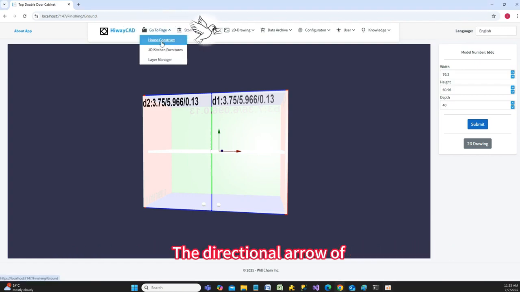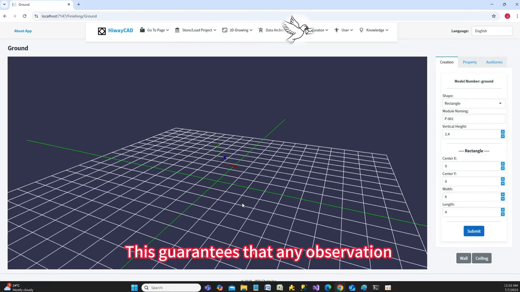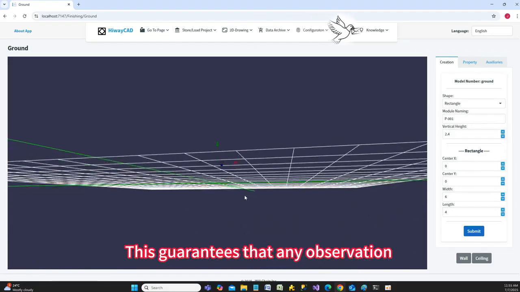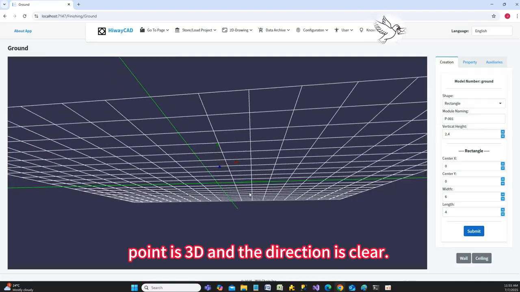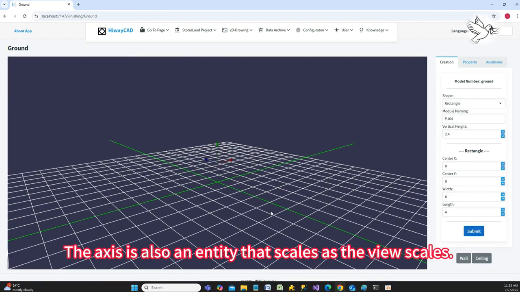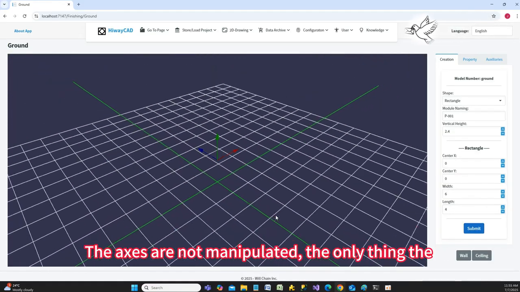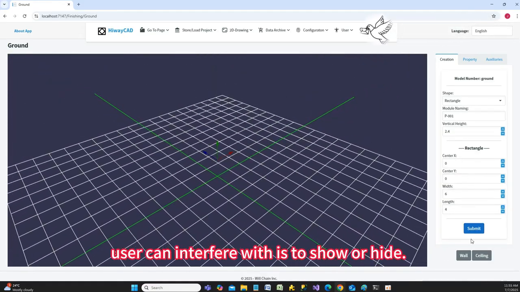The directional arrow of the coordinate axis is a three-dimensional cone. This guarantees that from any observation point, the axis is 3D and the direction is clear. The axis is also an entity that scales as the view scales. The axes are not manipulated. The only thing the user can interfere with is to show or hide.